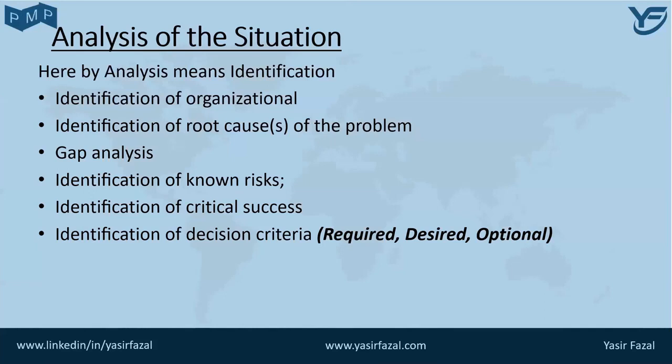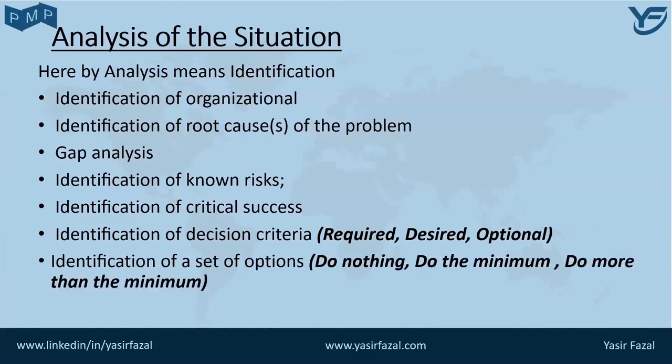Required is a criterion that is required to be fulfilled to address the problem or opportunity. In case of desired, this is the criterion that is desired to be fulfilled to address the problem or opportunity. Then the third one is optional. This is a criterion that is not essential. Fulfillment of this criterion may become a differentiator between alternative courses of action.